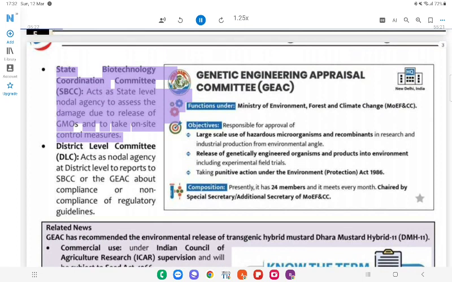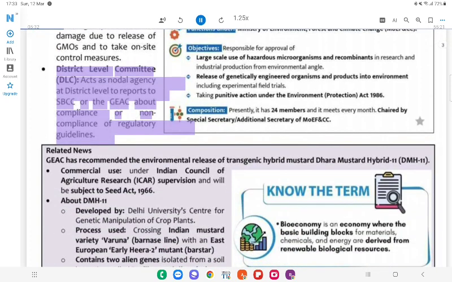State Biotechnology Coordination Committee, SBCC, acts as the state-level nodal agency to assess the damage due to release of GMOs and to take on-site control measures. District Level Committee, DLC, acts as the nodal agency at district level and reports to SBCC or the GEAC about compliance or non-compliance of regulatory guidelines.